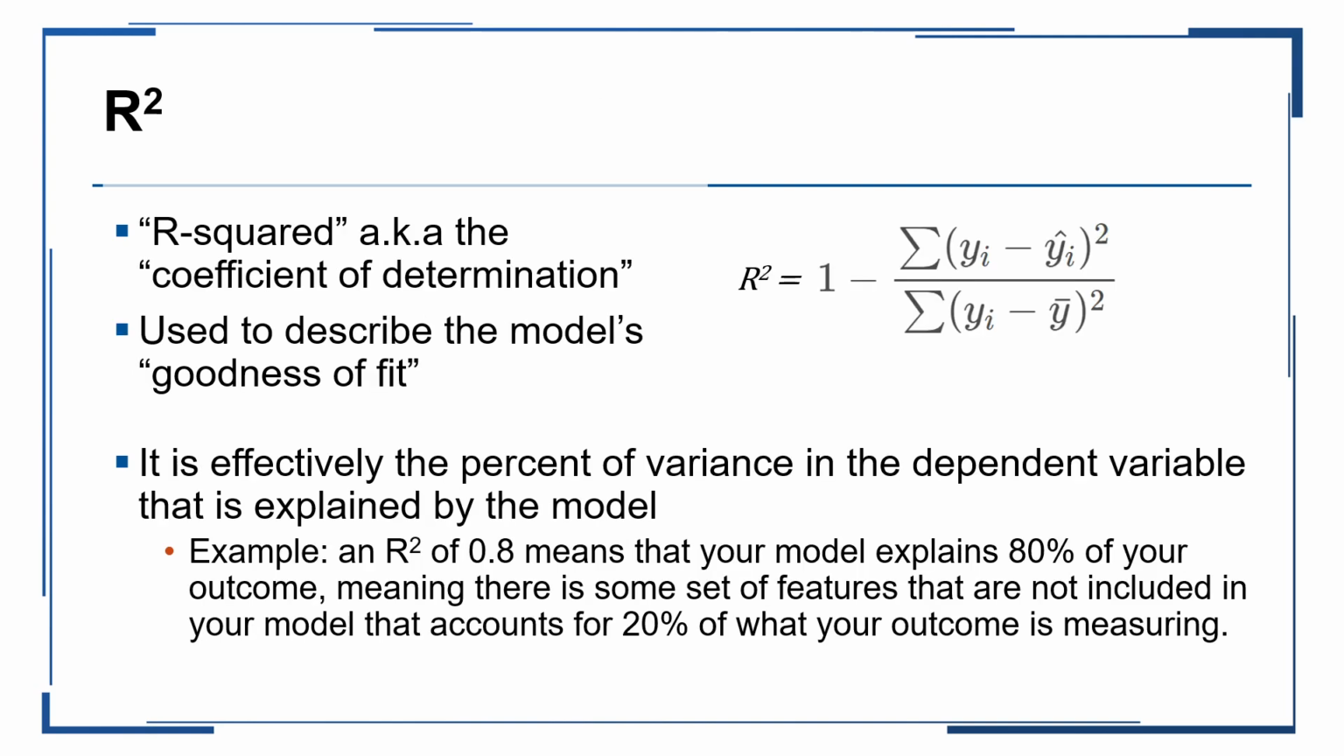R squared is another common metric used for continuous valued prediction tasks. It is sometimes referred to as the coefficient of determination and can be interpreted as the percent of variance in the dependent variable that is explained by the model. For example, an R squared of 0.8 means that your model explains about 80% of your outcome. This further means that there is some set of features that are not included in your model that accounts for the remaining 20% of what your outcome is measuring.